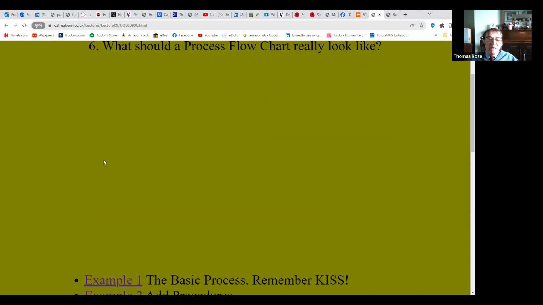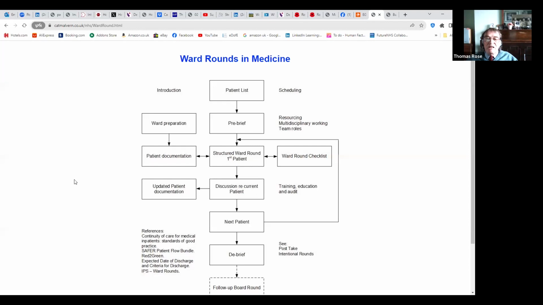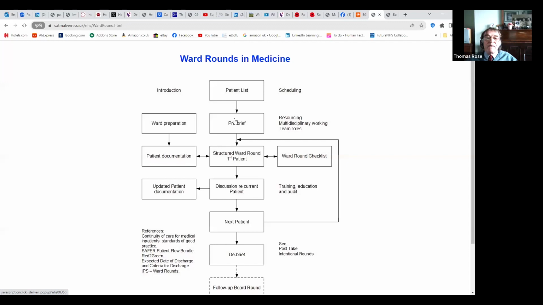Let me just go back to this again. Which one shall I look at? Maybe a ward round. Although that looks fairly simplistic, you can have a lot of documentation behind this. You can do links to all sorts of things where there's relevant stuff that you need to talk about. But the basic process is, simplifying that complete process is the aim.